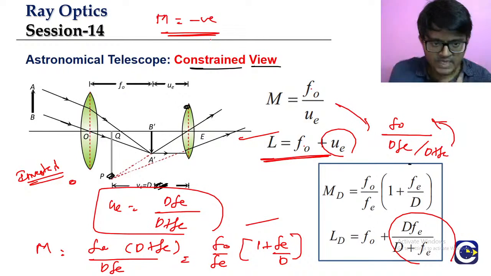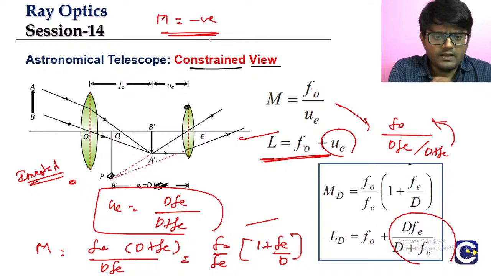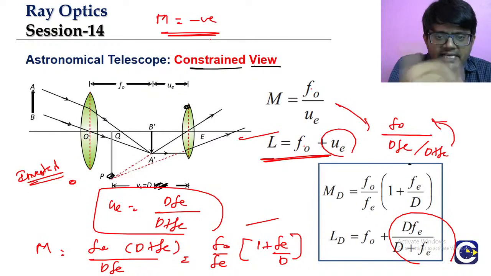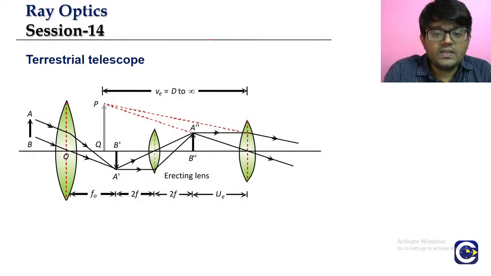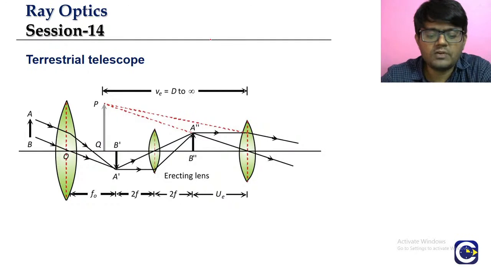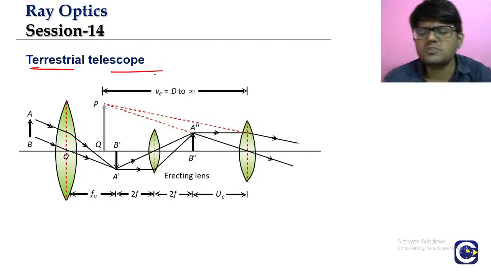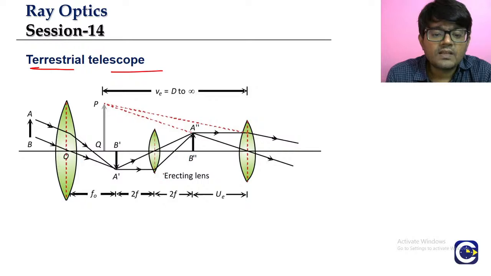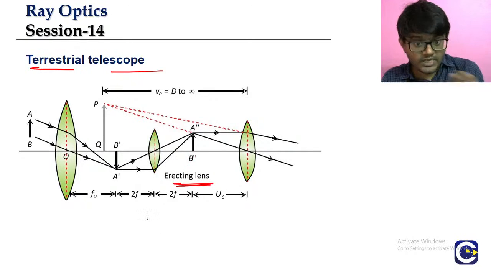Now the abnormality in terms of the magnification, that it's getting inverted, can be corrected by using a small modification, and that is what we will be referring to as the terrestrial telescope. So what is this small modification? We will just be introducing an erecting lens. How will we introduce the erecting lens?